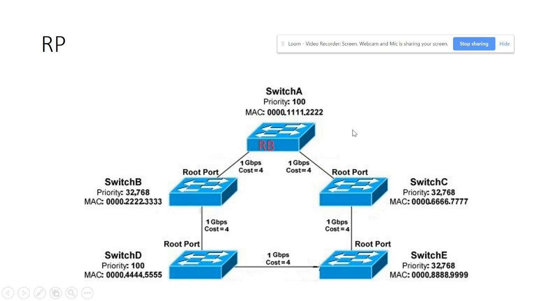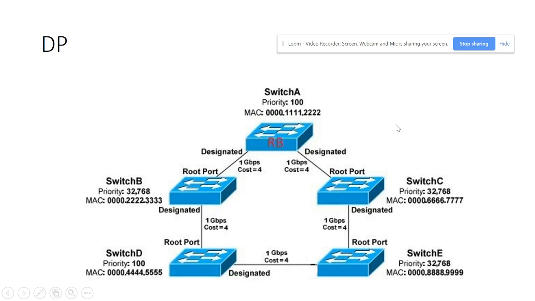Now the next step is to find out the designated port. The first thing you need to remember is that all of the ports of the root bridge are designated ports. So you can label all ports of switch A as designated port. Next, take each link and find a designated port for each link. The link here already has a designated port, so that link is done. The link here already got a designated port, so this is done.